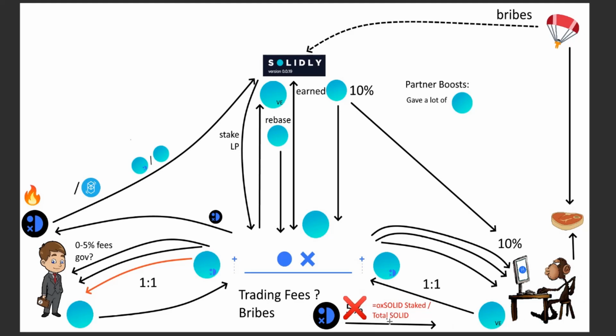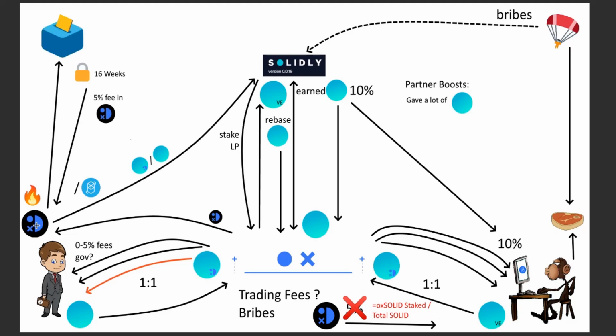So this becomes equal to the amount. Basically, you can go through and check this formula, but basically it's like how much oxSolid you have versus everybody else, okay? Versus all of the solid in circulation. So you get a boost. This becomes higher and higher and higher, okay? And the last option you can do if you have some XD tokens is you can stake the XD tokens, or sorry, lock the XD tokens, vote lock them for 16 weeks. And then you're going to get 5% of the fees paid in XD tokens.